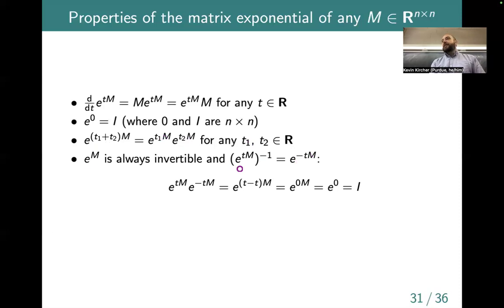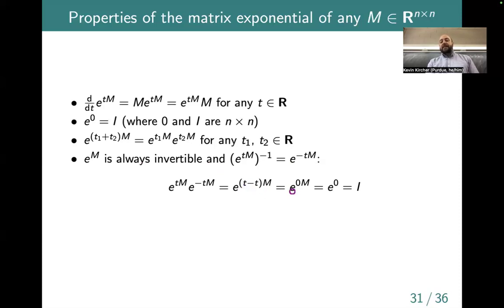This looks like an obvious thing. We know that e to the a, that whole thing to the power -1, would just be e to the negative a in the scalar case. So this just looks like a direct generalization. But actually, there's some sophistication built into showing that this works. If we take the product e to the tM and multiply it by e to the negative tM, we can use the property up here, backwards, to show that we have e to the t minus t times M.